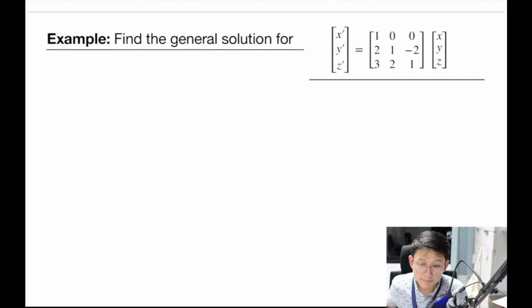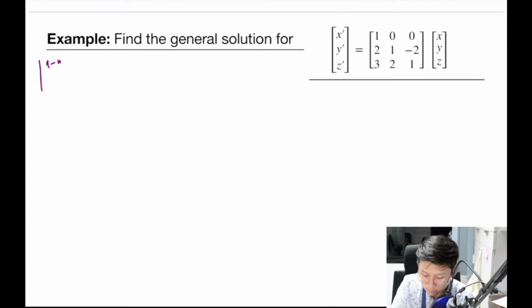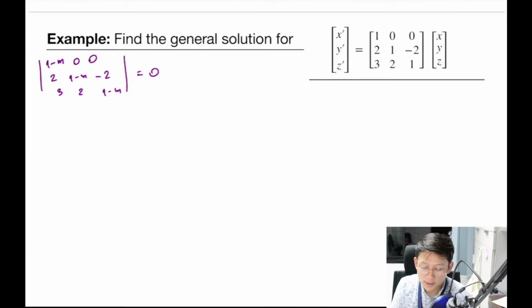Okay, next example. This one, first we need to find the eigenvalues m, right? So first I'll look at the characteristic equation. So I get 1 minus m, 0, 0, 2, 1 minus m, minus 2, 3, 2, 1 minus m equals 0. Okay, and then I find the determinant, which is (1 minus m) cubed, and then I have plus 0 plus 0 plus 0, and then plus 4(1 minus m) equals 0.